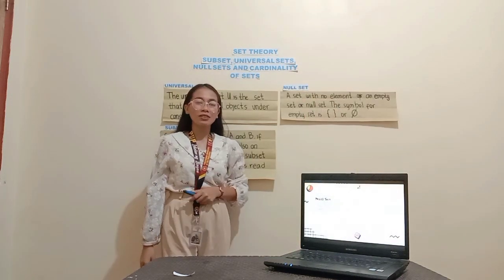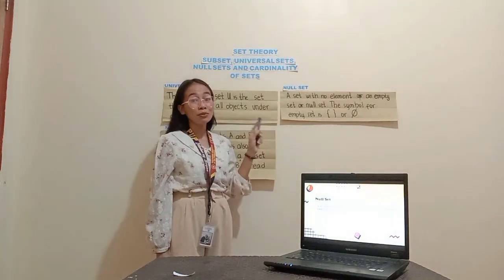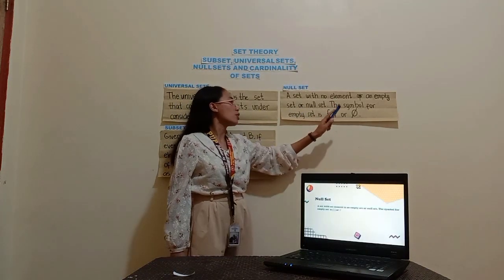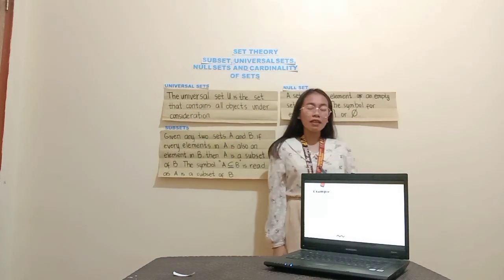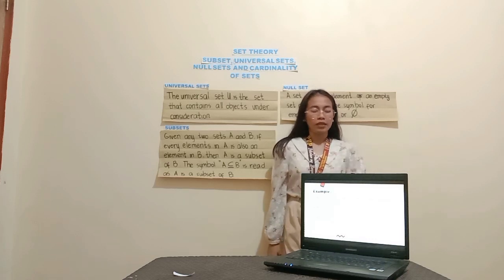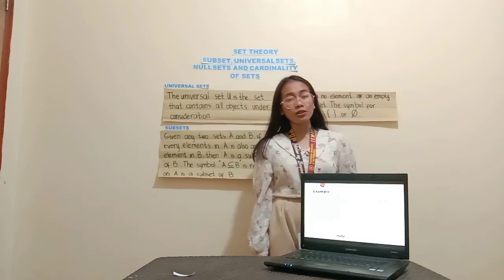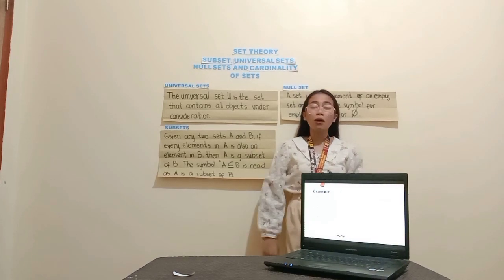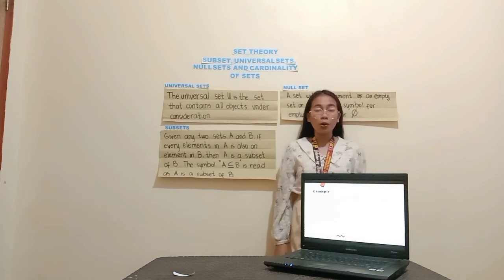So let's proceed to the null set. A set with no element is called an empty set or null set. The symbol for the empty set is like this or like this. For example, the set T is the set of counting numbers between 1 and 2. So T is an empty set, or T is equal to the null set. Next, set O is the set of months with 35 days. So O is a null set or empty set.